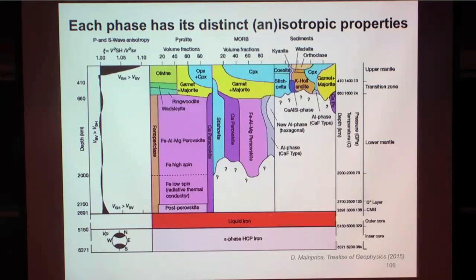Jennifer, what are the various phases that are stable for MORB compositions at 2,000 kilometers and deeper? All these question marks are exciting. What's down there?